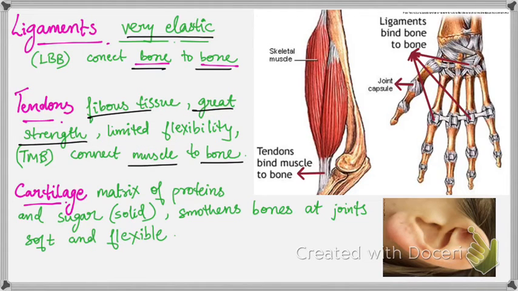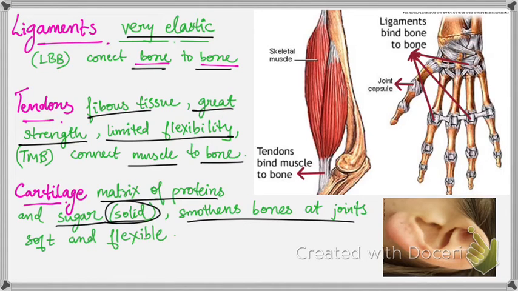Now cartilage. The matrix of cartilage contains proteins and sugars. It is a solid matrix. It smoothens the bones at joints, and it's a very soft matrix. It is present in our ears as well as our nose.